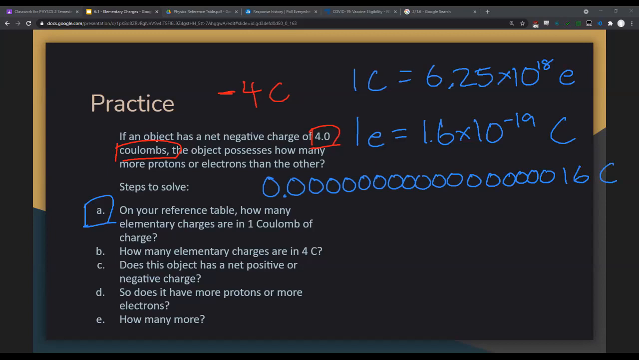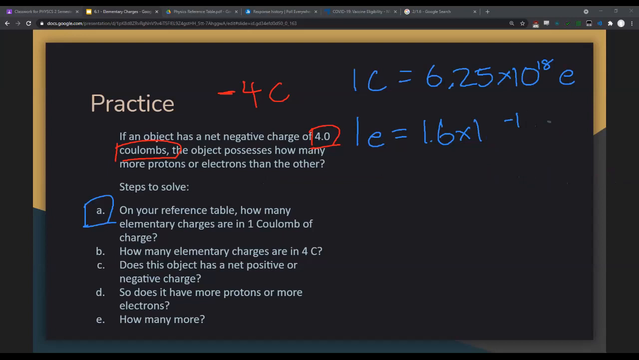That's what this is. One proton or one electron has an electric charge this low, this small. This is how small the electric charge of one proton and one electron is. Just to put it in perspective, one coulomb of charge has a lot of protons or electrons. So we figured that out.